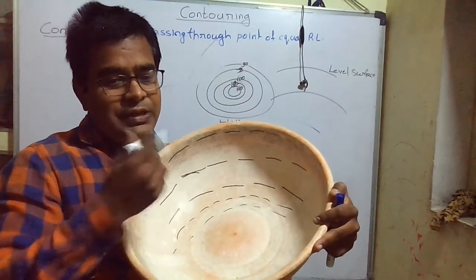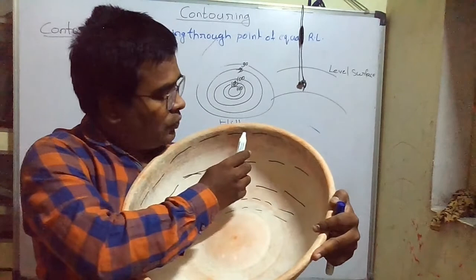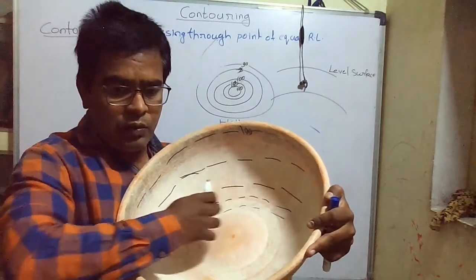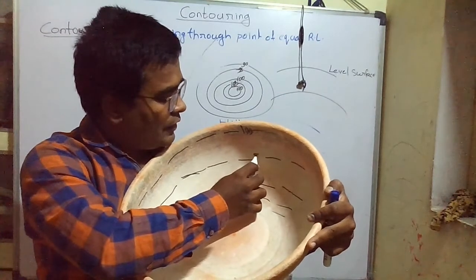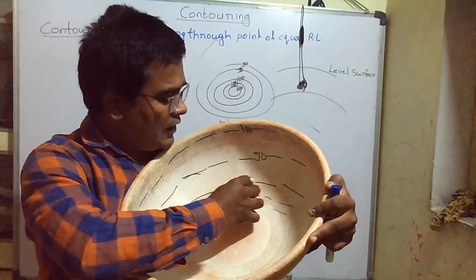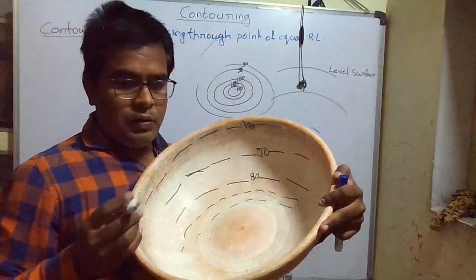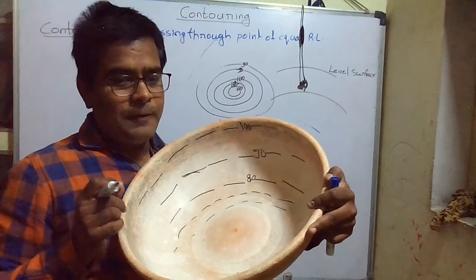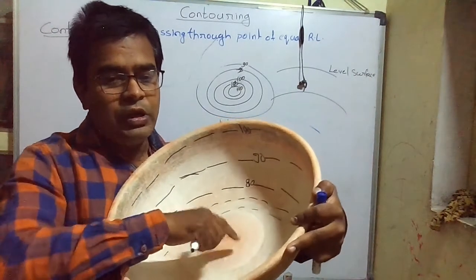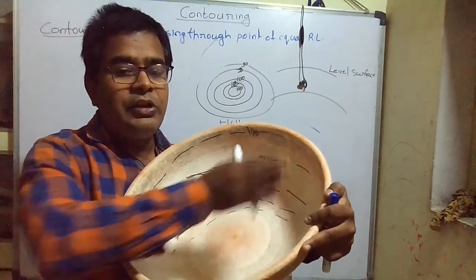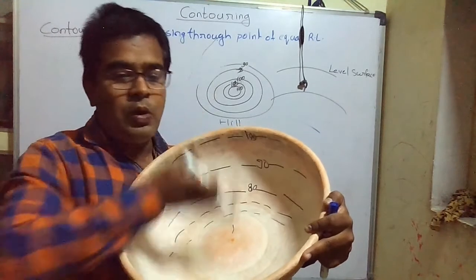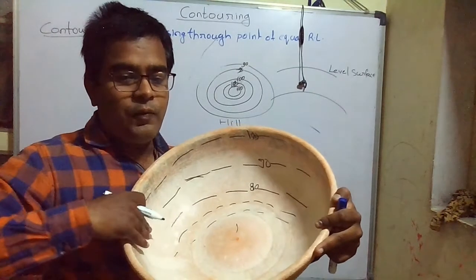But what is the difference between the hill and this? Here the RL of this point is suppose 100. Okay, RL of this point is 90. RL of this point is 80. Okay, means what is happening here? Here RL is reducing as we are going down. So here we can get the idea that this is the depression. This shape is like a depression or a valley.